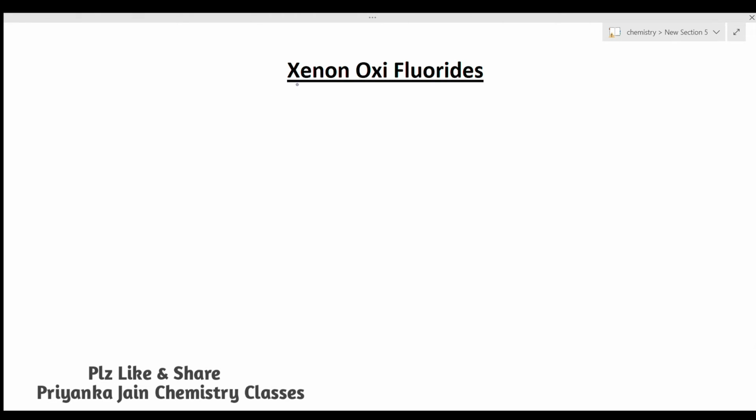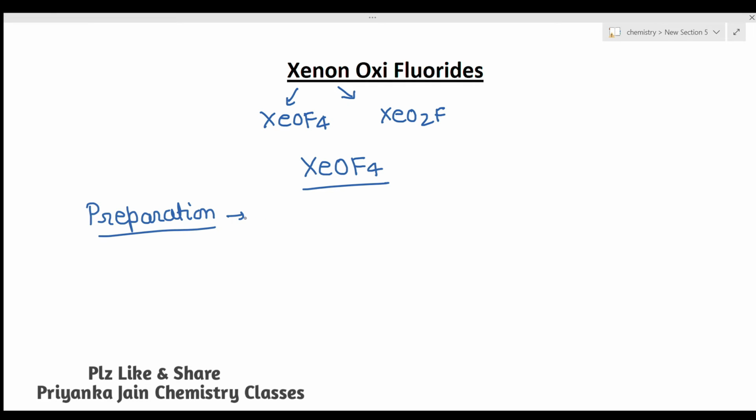Now we will see about the xenon oxyfluorides. Xenon makes two types of oxyfluorides. One is XeOF4 and another one is XeO2F2. So firstly we will see about XeOF4. See firstly its preparation. Actually, it can be prepared either from the XeF6 by the reaction of H2O or by the reaction of SiO2. So firstly we will see its preparation by the partial hydrolysis of XeF6. When XeF6 undergoes the partial hydrolysis, it forms XeOF4 plus 2HF.